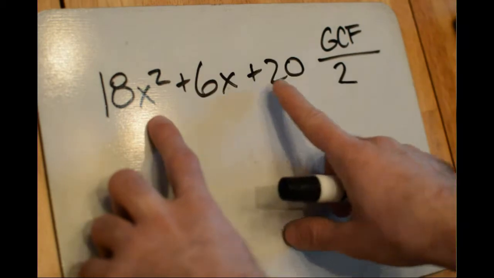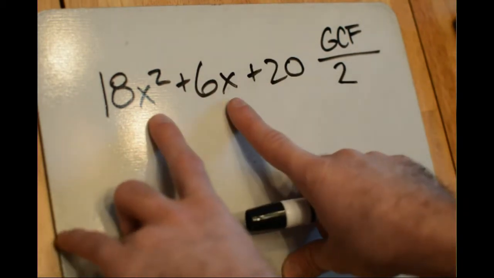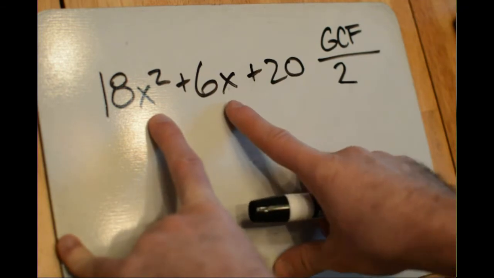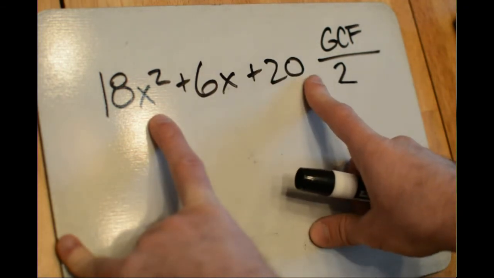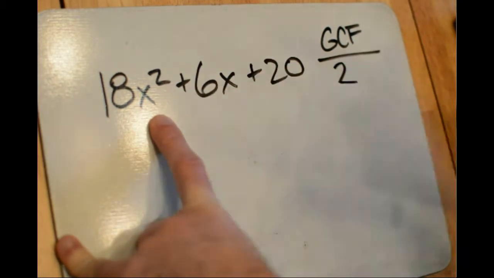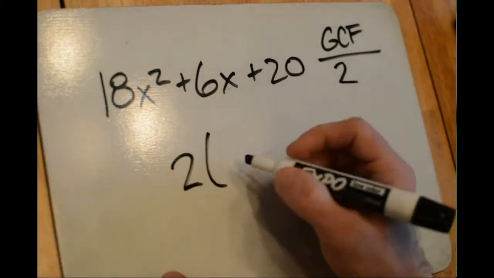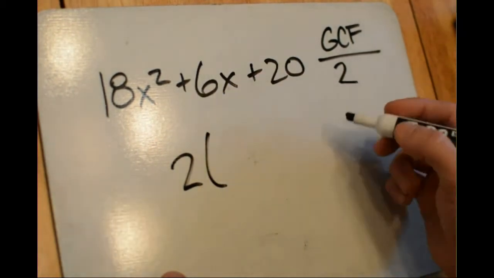And also you want to look at all the terms and see if there's a variable that they have in common. So these two have an x factor, but this one does not. So since they don't all have an x factor, I can't factor out an x evenly. What I can do is factor out a 2, and so write out a 2.